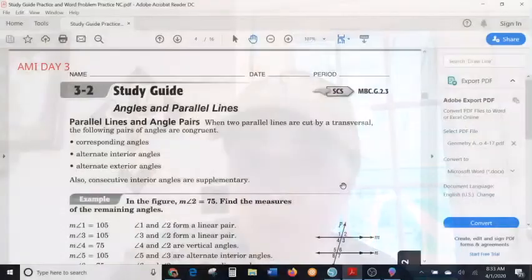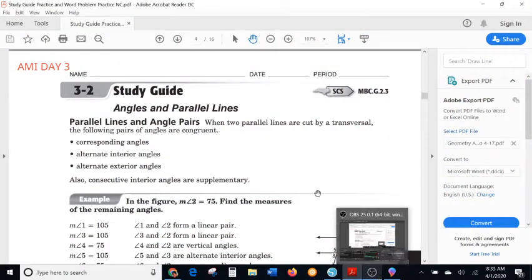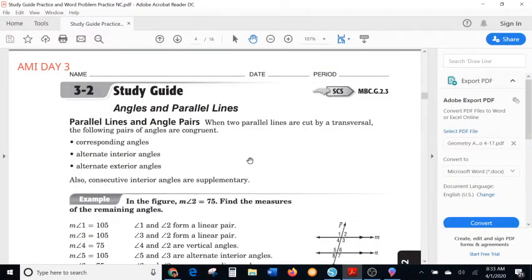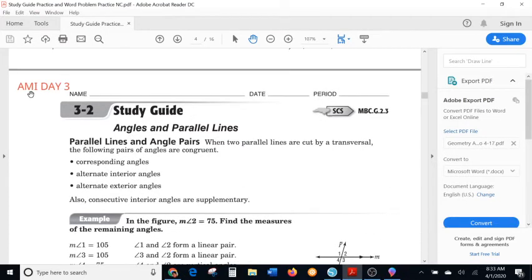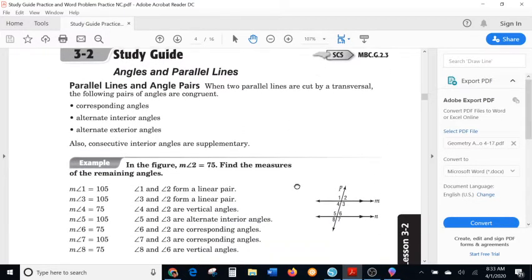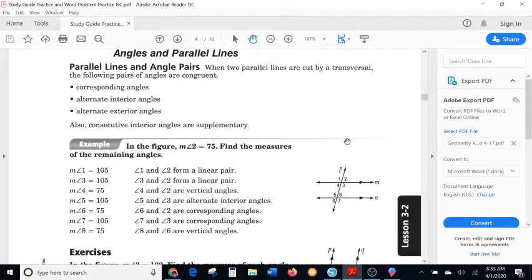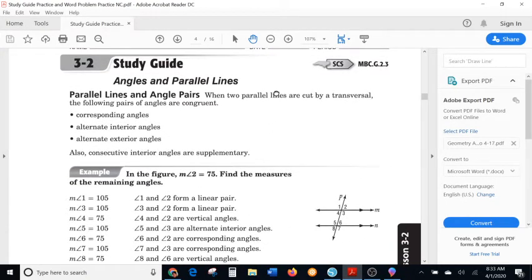Just wait. Okay. I want to go over what we're going to be doing today. Give me just a second to pull up our screen. Okay, I'm going to double check and make sure you can see it. You can. Okay, so today you're doing 3-2, AMI day 3, and this is about parallel lines with transversals. Yesterday we talked about just lines with transversals and the angles that are created, and today we're taking it one more step and talking about parallel lines with those angles.